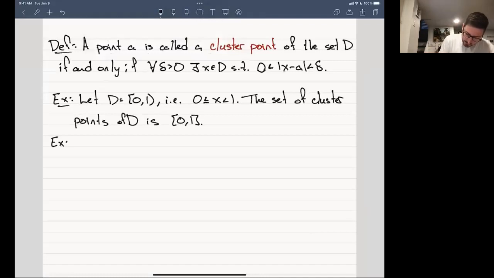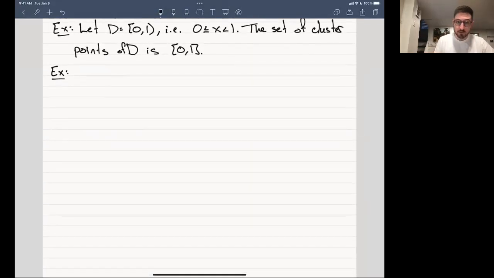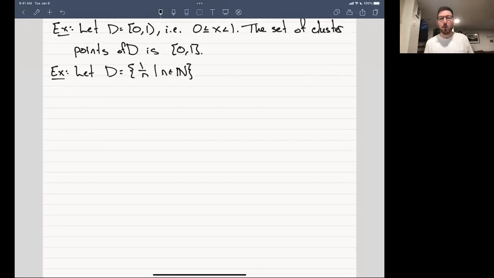Okay, let's look at another interesting example, and this is coming from a sequence. So let D equal the set of 1 over n, where n is a natural number, right? So 1, 1/2, a third, a quarter, all of this. There's only one cluster point. D has only one cluster point.